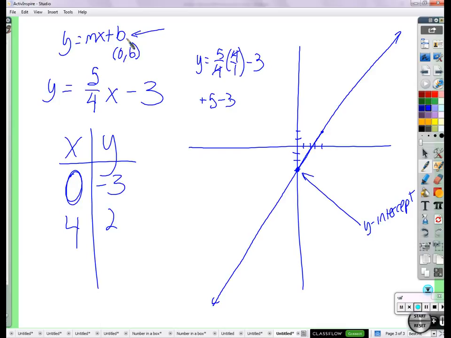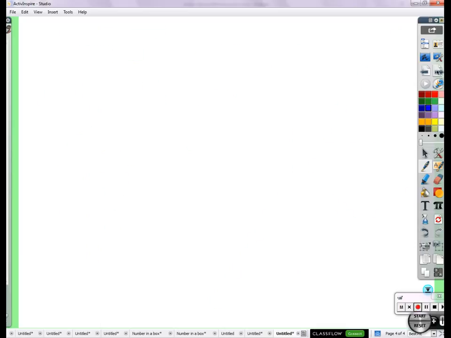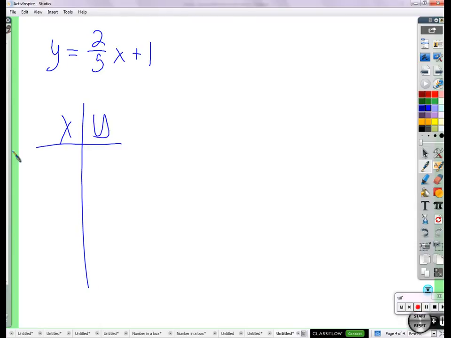Okay, let's do it again. For this next function, y equals 2/5 x plus 1. Find 2 points. Let's find the 2 easiest points possible. Okay, let's get things rolling. What's the easiest thing for x? 0. What's that going to give you? 1.